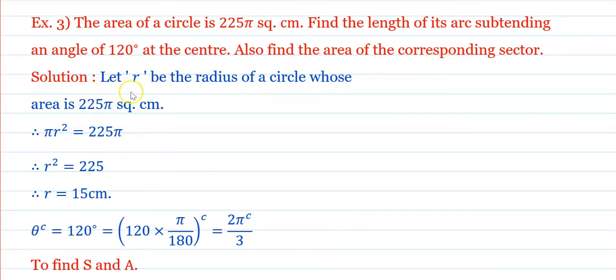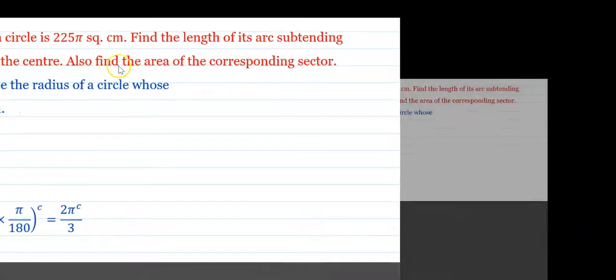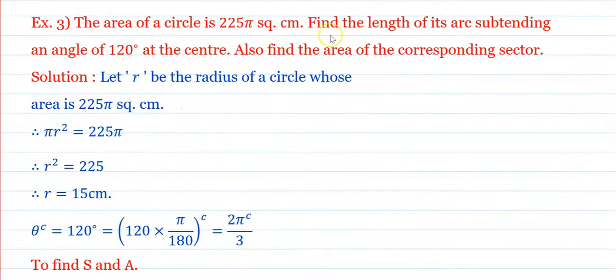Now the solution. Let r be the radius of a circle whose area is 225 square centimeter. Area of a circle is given, so from that we will find the radius. We want to find the length of arc subtending an angle of 120 degree at the center, the length of arc when theta is 120, and also the area of the sector. But from this area, what did we find here? We have found the radius of the circle.